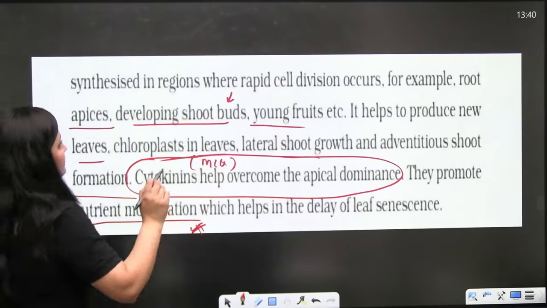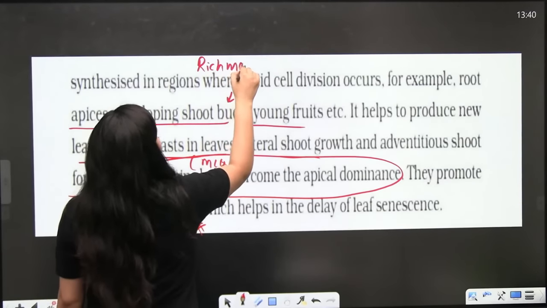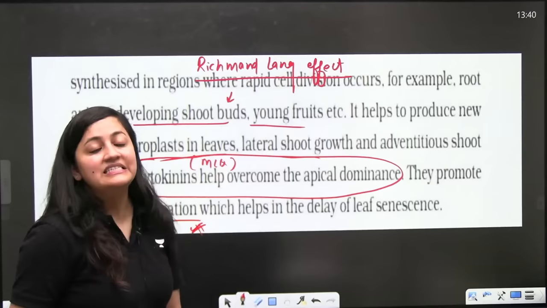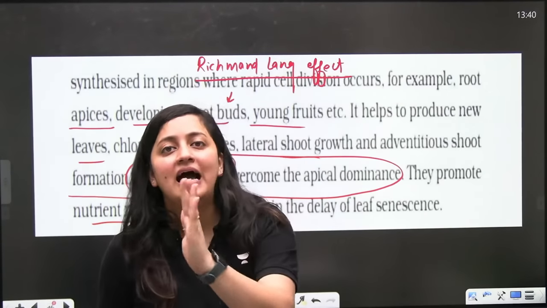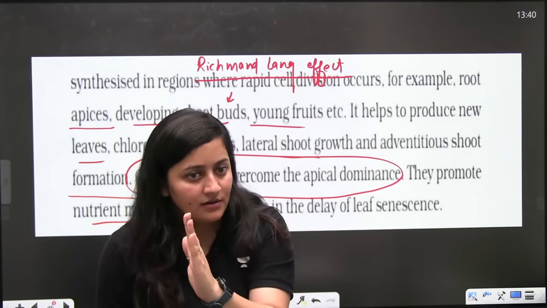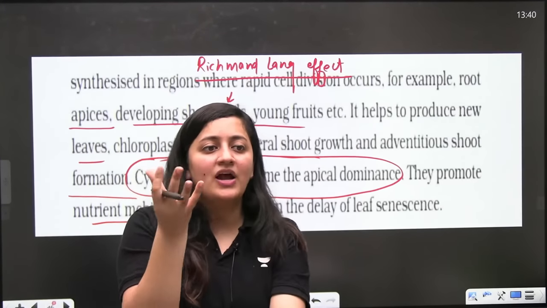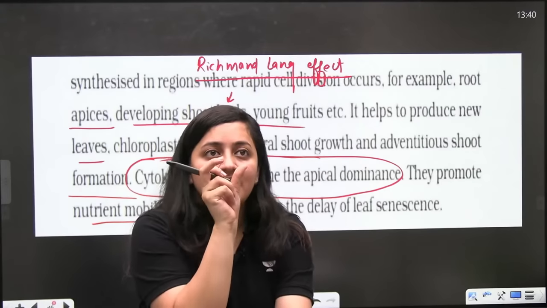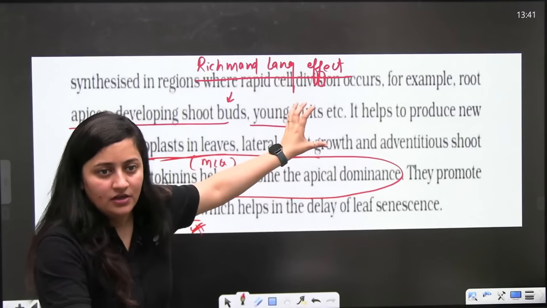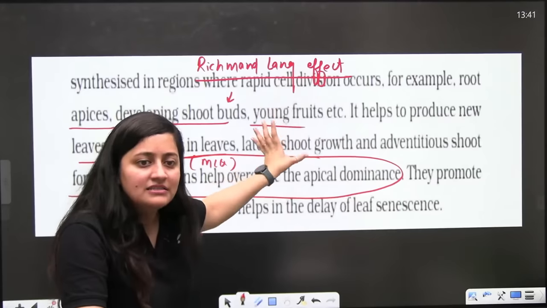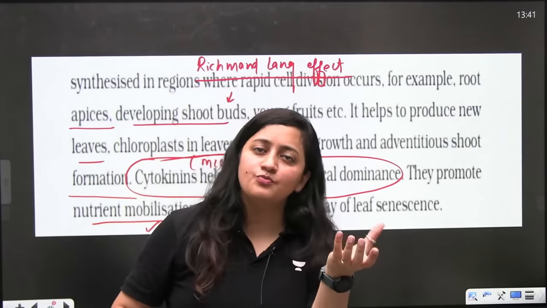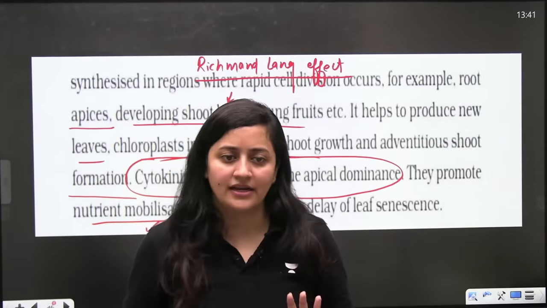In the case of cytokinin, there is one word: Richmond-Lang effect. Remember this. Cytokinin causes the Richmond-Lang effect. Write it in the chat section. Cytokinin has this Richmond-Lang effect. And what is this Richmond-Lang effect? It is basically the delay of senescence. Delay of senescence is also known as the Richmond-Lang effect. It is done by cytokinin. Clear? This is what you need to remember.